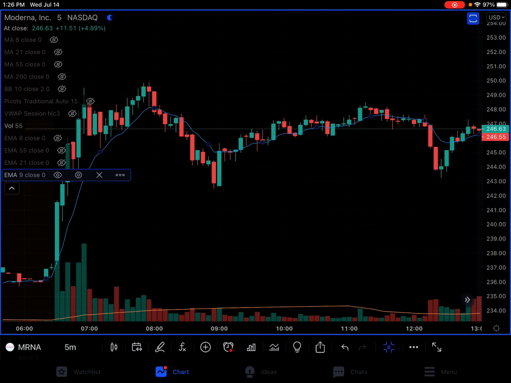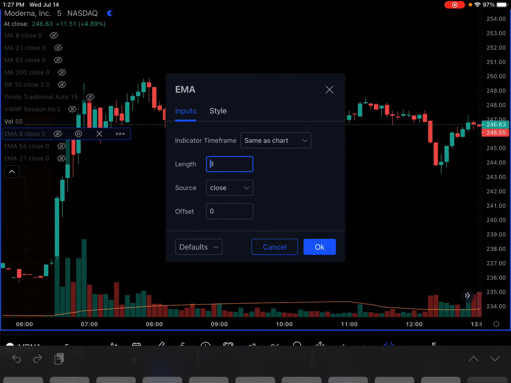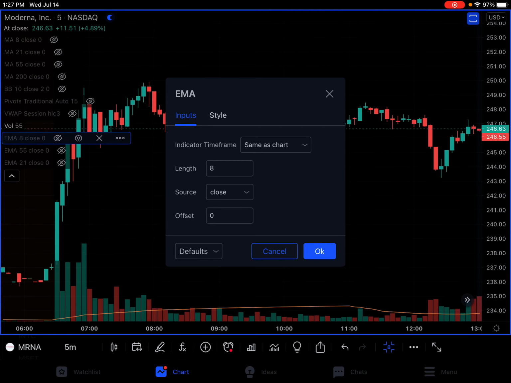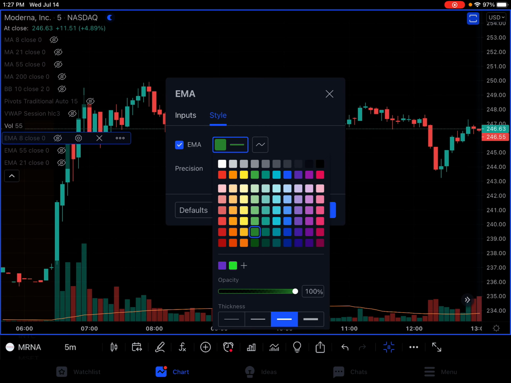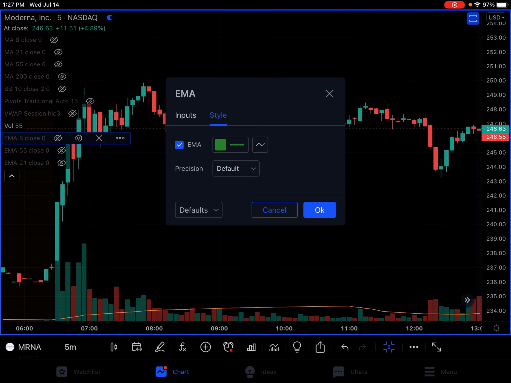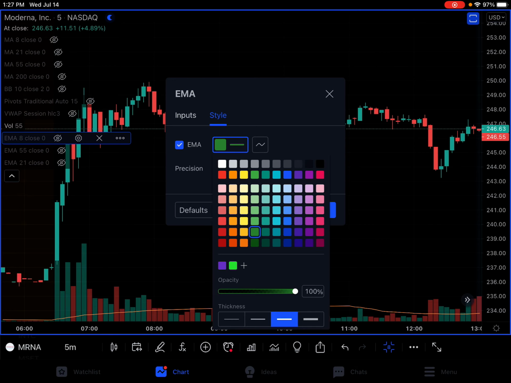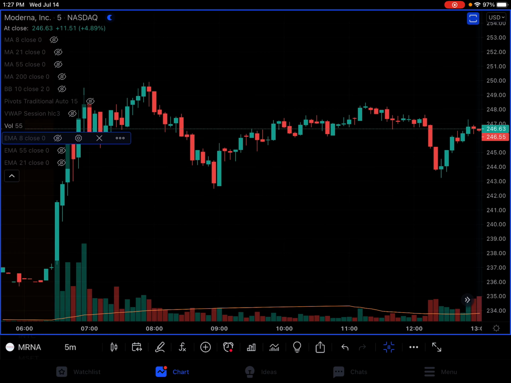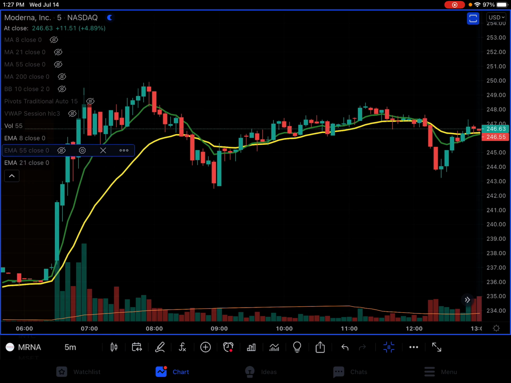So you would go here, go to moving average, and type in that moving average exponential. I already have mine right here. Let me delete that one. It starts off as 9, but I like to use the 8 length. So you go here, you change your length to whatever you want. I like to use the 8. For styles, I like to use green. And then I also make it thicker. At the bottom right here, you can change it. I like to make it thicker so you can see it better. So I use the 8, the 21, which I made yellow, and the 55, which is purple.